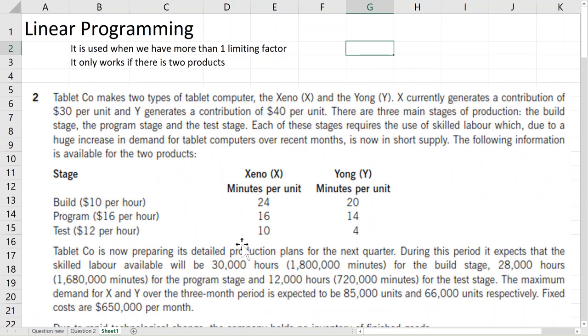Okay, Tablet Co makes two types of tablet computers, Zeno and Yang. One is X and another is Y. Sometimes X and Y is given. Sometimes you have to name products X and Y yourself. X currently generates a contribution of 30 per unit, and Y generates a contribution of 40 per unit. There are three main stages of production: the build stage, the program stage, and test stage. Each of these stages require the use of skilled labor, which due to a huge increase in demand for tablet computers over recent months is now in short supply. The following information is available for the two products.